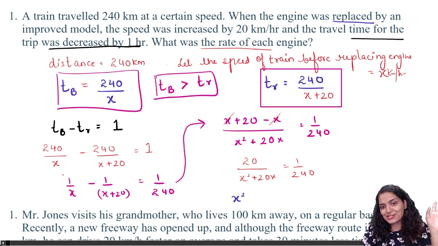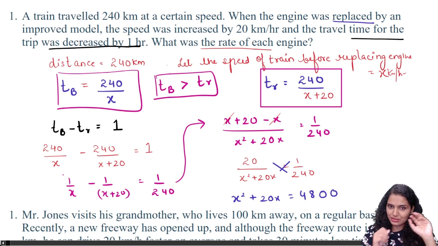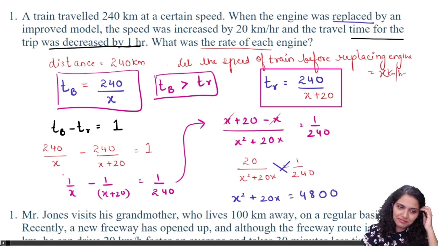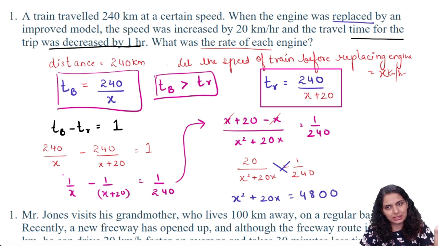Now you do it: x square plus 20x. You know what I'm doing, right? I'm doing the cross multiplication of it. So it will be equal to 4800. Solve it, transpose it to the left side and get your answer.